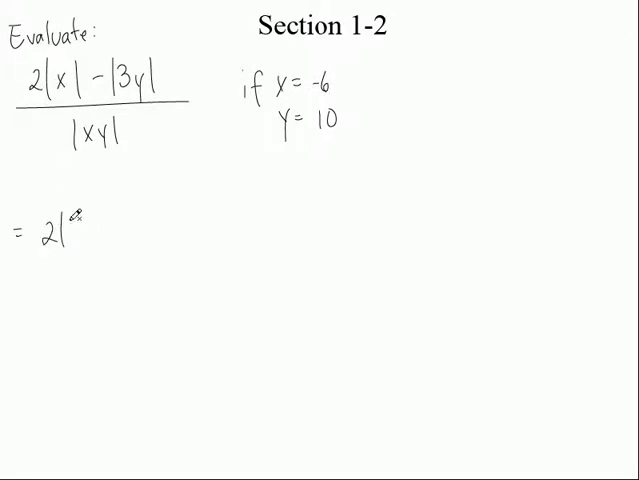So it's 2, and then its absolute value of what? Negative 6 minus absolute value of 3. Now, it's 3 times y, so I'm going to put parentheses there to show the multiplication. All right, over absolute value of x times y. So again, I'm going to put those in parentheses. Negative 6 times 10. And put that in absolute value. Make sense?